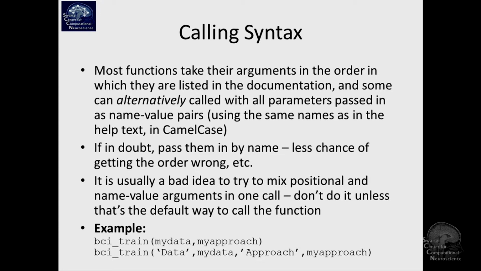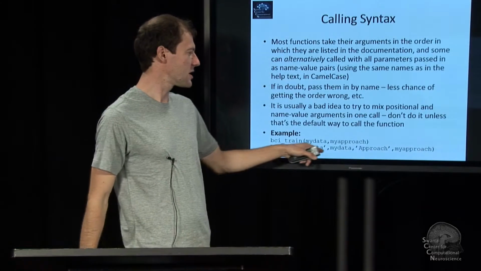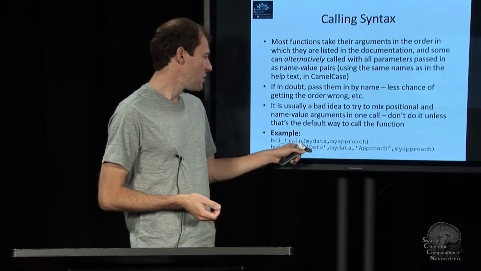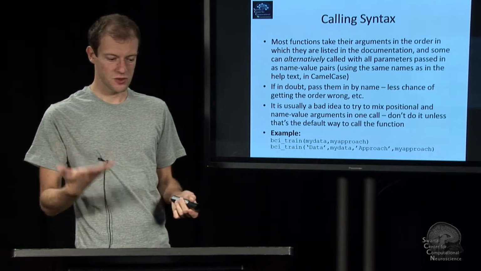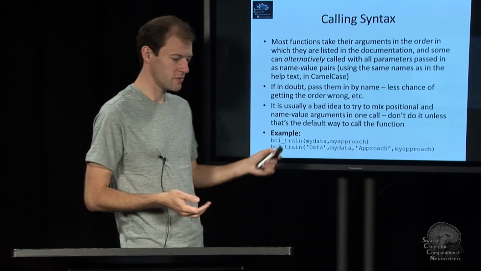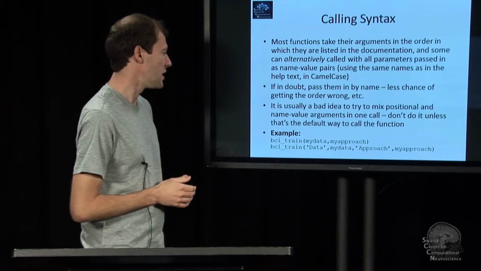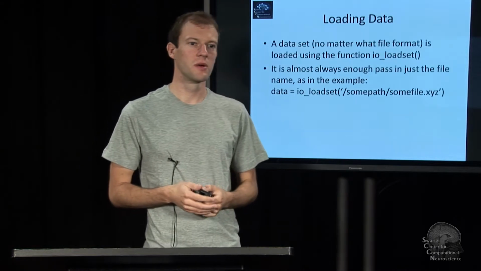And also never try to mix both styles. So don't try to pass in some stuff as positional arguments and the rest as name-value pairs. It's basically either or. Except if the function wants to be called that way, in which case it would be documented. A function might get x and y and then some name-value pairs. That might be permitted, so to speak.